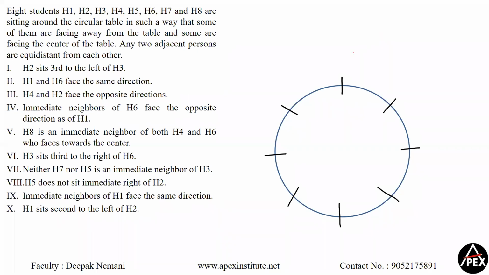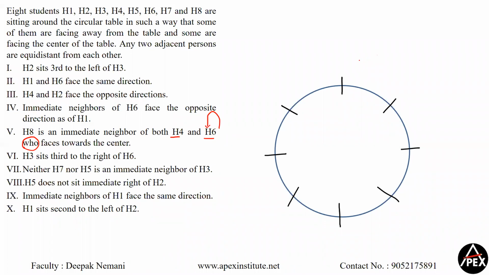Fifth statement. Okay. So the fifth statement tells us that H8 is an immediate neighbor of both H4 and H6 who faces towards the center. Now my question is, who is facing towards the center? H8 or H6? It should be H6. Just now we have discussed that who always refers to the person before it, isn't it? So it's H6 facing the center, it's not H8.